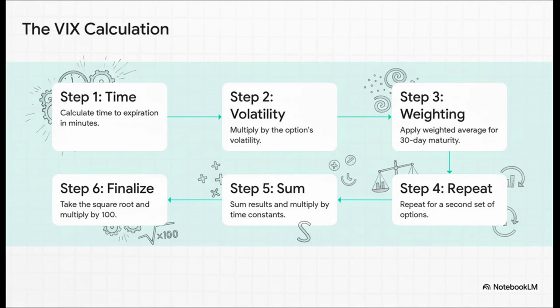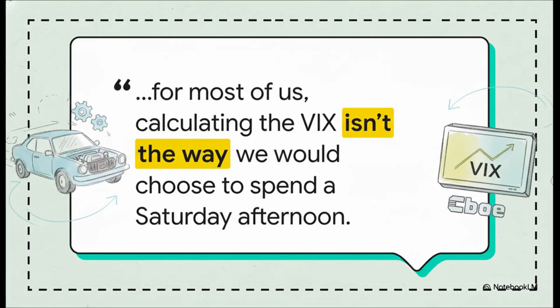Just look at this. The calculation involves, get this, time to expiration measured in minutes, weighted averages, square roots, the whole shebang. We do not need to memorize any of this. The only point here is to see that this is a seriously sophisticated formula, built to digest an insane amount of data coming out of the options market. You know, Investopedia put it perfectly. They said calculating the VIX isn't the way we would choose to spend a Saturday afternoon. Yeah, no kidding. And thankfully, we don't have to.